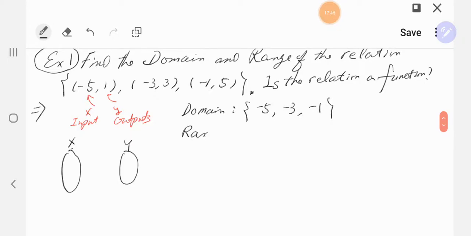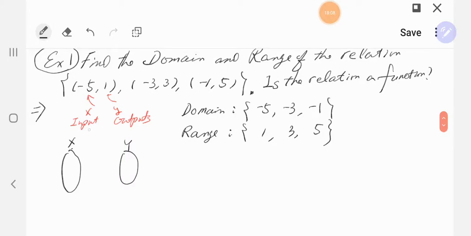What's the range? Range is the output values, the set of all the output values. Okay, to write a set, we will use the curly bracket. So curly bracket means a set. Set of all the y values. So 1, 3, and 5. Okay. So that's the domain and the range.